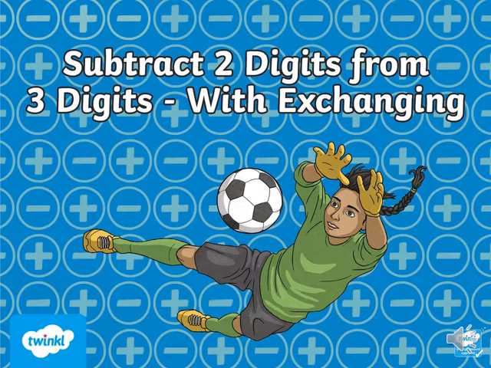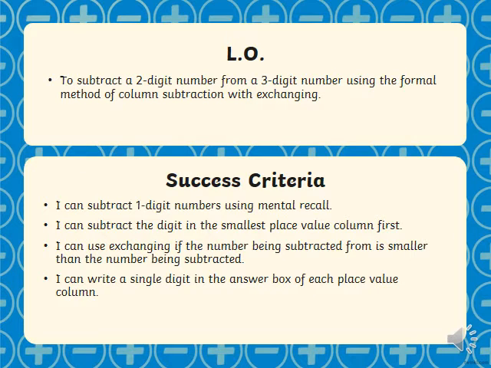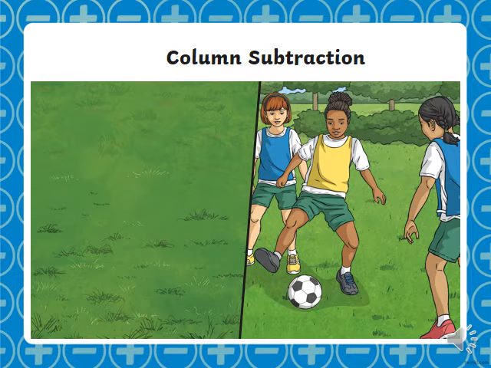Okay, so this is our maths for today. We're going to be subtracting 2 digits from 3 digits with some exchanging. So we're going to be thinking about subtracting 2-digit or 3-digit numbers from a number using the formal method of column subtraction with some exchange.